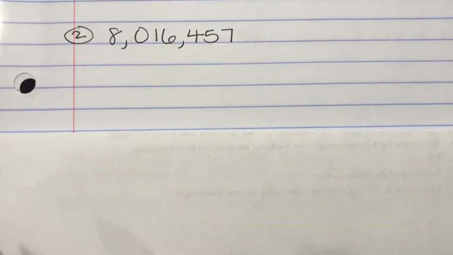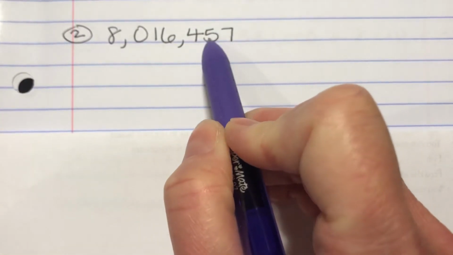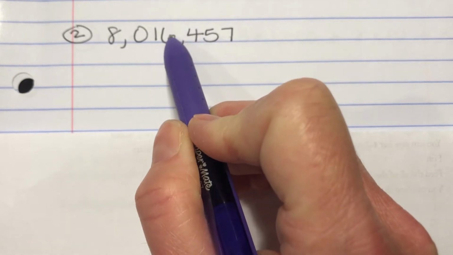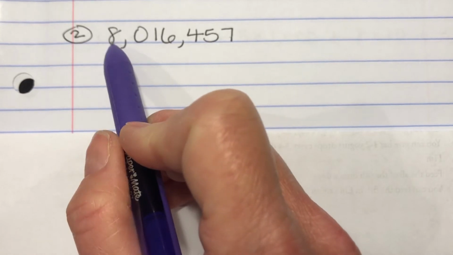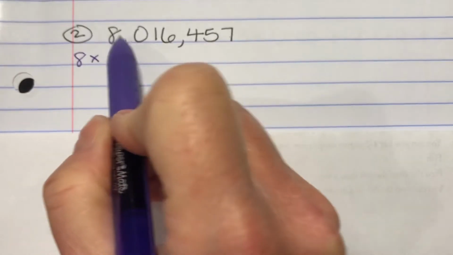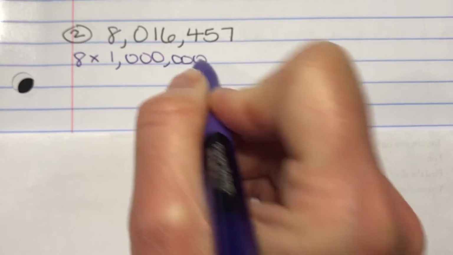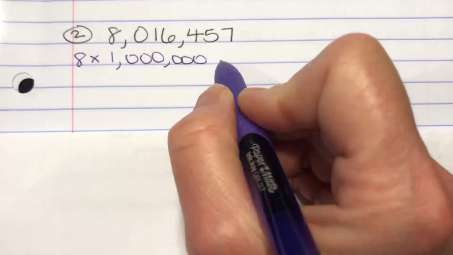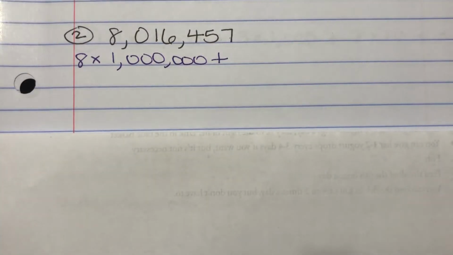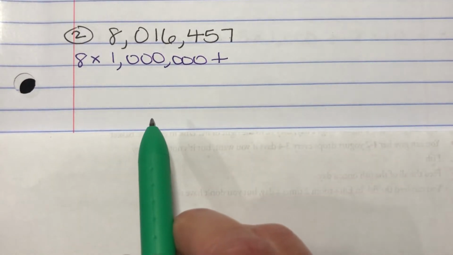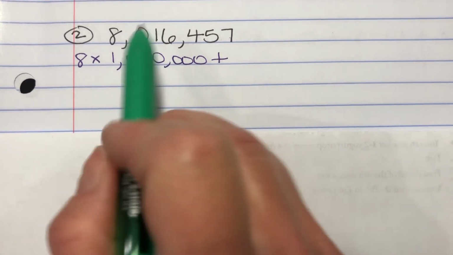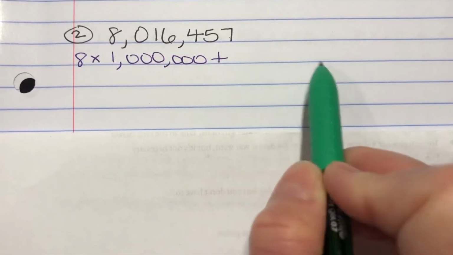Okay, so this 8 is not worth 8. I have ones, tens, hundreds, thousands, 10,000s, 100,000s, and after 100,000s comes millions. So I need to multiply 8 by 1 million, and it's a 1 followed by 6 zeros. That's how much that 8 is worth. Plus, notice, there's a 0 right here in the 100,000s. I don't have to write 0 times 100,000 because 0 times 100,000 is 0. So if you see a 0 here, you don't have to write anything down here.